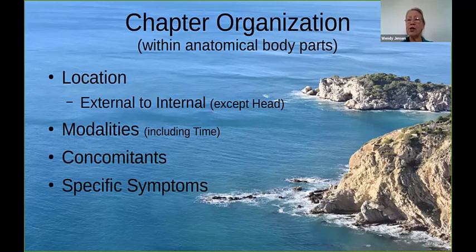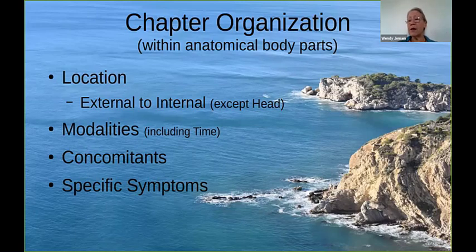So within each chapter of the anatomical body part, the chapters are organized in this way. The beginning, I have here location. That just means where, say, in the female genitalia, for example, where is the symptom? We started externally and then worked our way into the body. So it's not alphabetical necessarily, it's anatomical, the location section at the very head of the chapter.